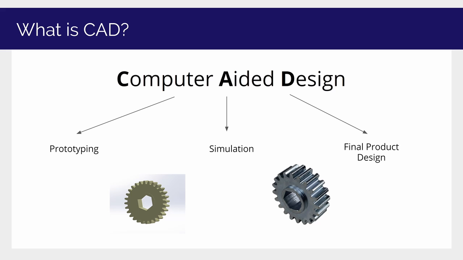Some CAD softwares will allow you to simulate what would happen if your part existed in real life by applying physics theory. As you can see here, we have on the left-hand side of the screen a gear that's been modeled in CAD, and on the right-hand side, a picture of a gear in real life.